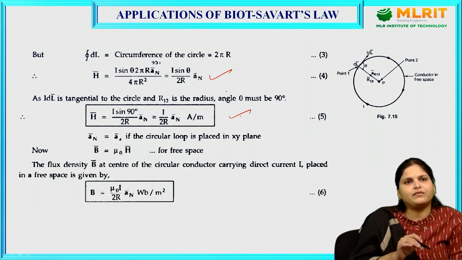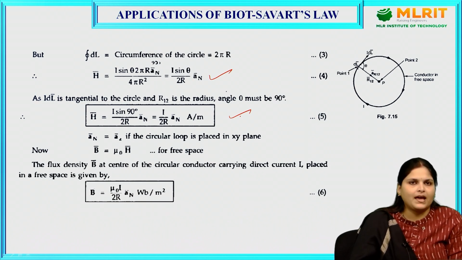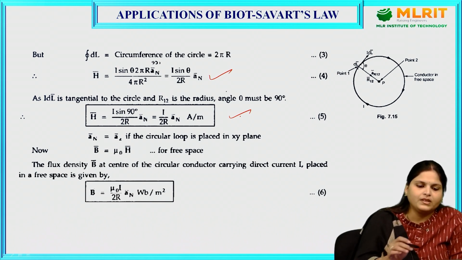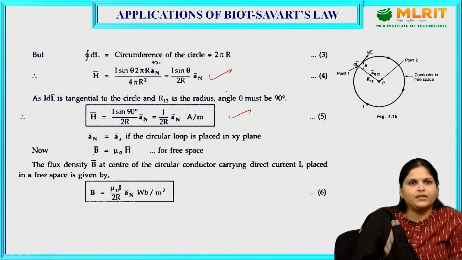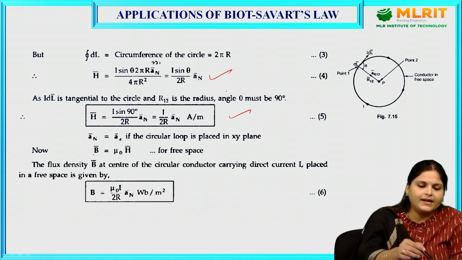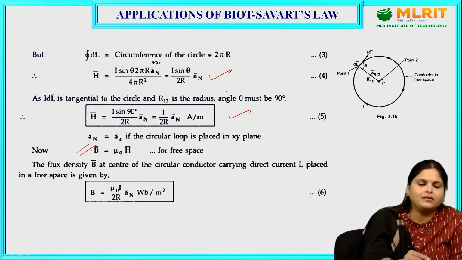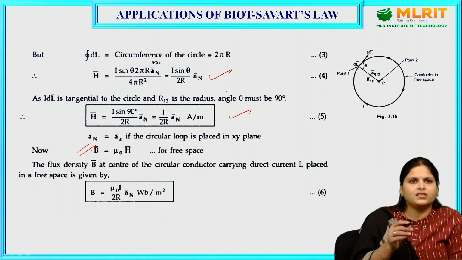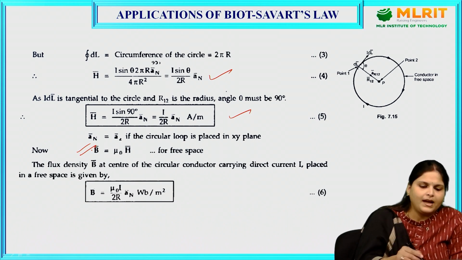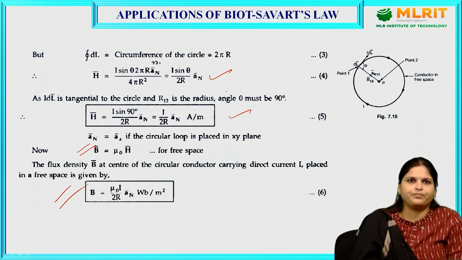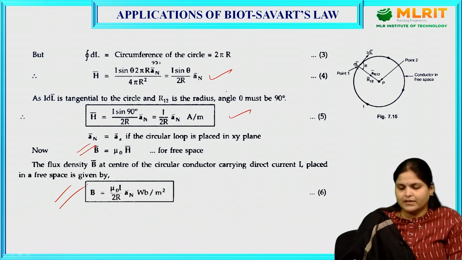So the magnetic field intensity due to a circular current carrying conductor will be given by I upon 2r an, where an is the unit vector. Its direction is perpendicular to the plane of the current carrying conductor, and from this formula we can also find B, the flux density. B is equal to mu H. If we want to find this in free space, mu becomes mu naught, and B is equal to mu I upon 2r an Weber per meter square. This was the second application of Biot-Savart's law.